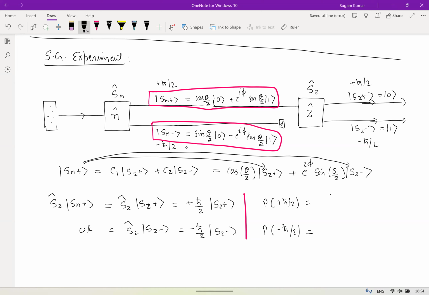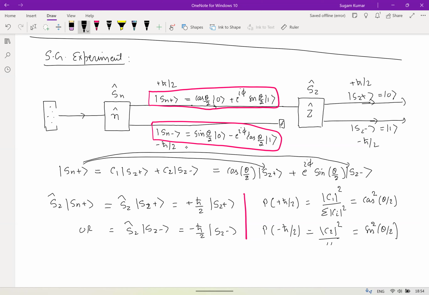Exactly. So this is a formula to calculate, and this is going to be simply cos square theta by 2, and getting this will be simply C2 square, and this is going to be sine square theta by 2.